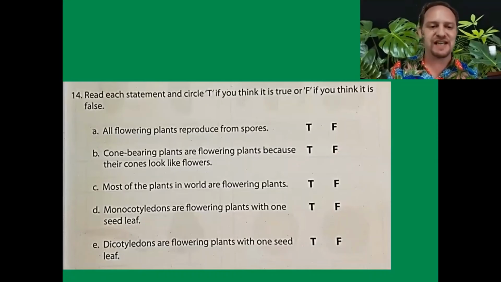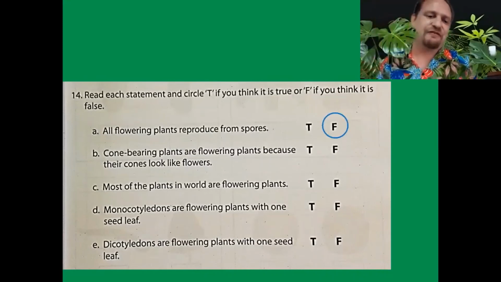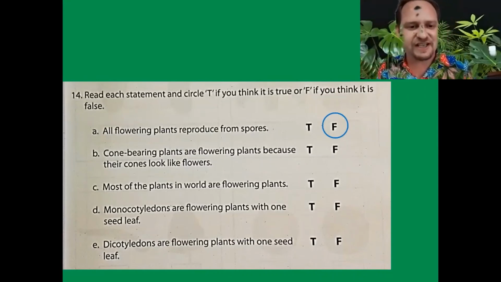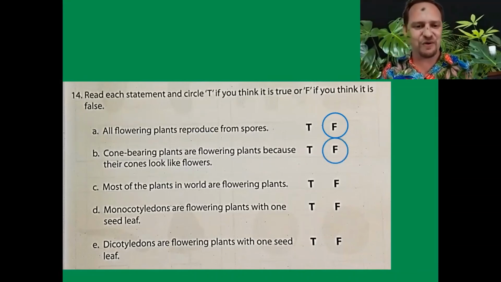Question 14. Read each statement. Circle T if you think it's true, F if you think it's false. A, all flowering plants reproduce from spores. That is definitely false, okay? Flowering plants reproduce using seeds. B, cone-bearing plants are flowering plants because their cones look like flowers. That doesn't make any sense. We'll say false. C, most of the plants in the world are flowering plants. That is true, okay?